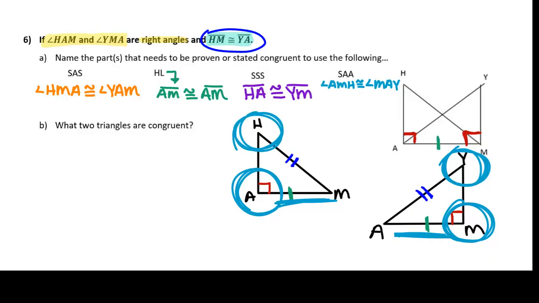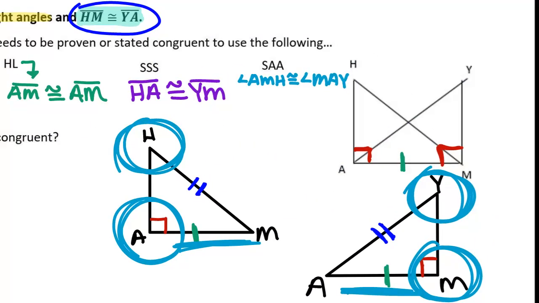Well, I already know that A and M are congruent. Those are my right angles. I already know that AM and AM are congruent. So what extra piece would I need? Absolutely. As long as there's enough time. What other pieces would I have to show are congruent? This is already marked as congruent. This is already marked as congruent.